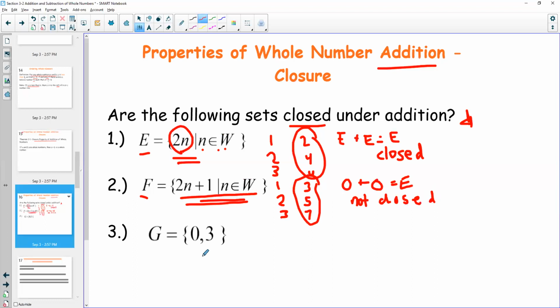All right, and the last one is tricky. I have this set G, it's only got 0 in it and 3 in it. So is it closed or not closed? Well, I want to see any two numbers I add together, right? If I add 0 plus 3, that's 3. If I add 3 plus 0, that's in the set. So what do you think? It's actually not closed. And I wonder if you figured out why. Think for a second about why it's not closed.